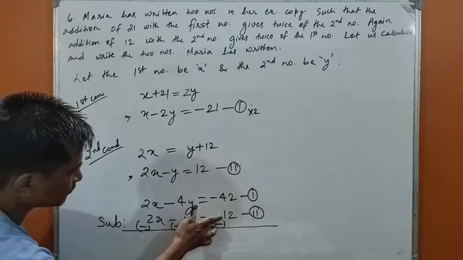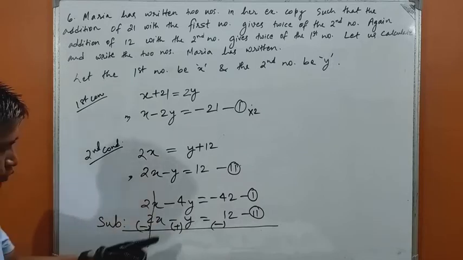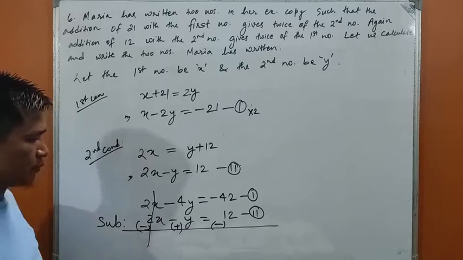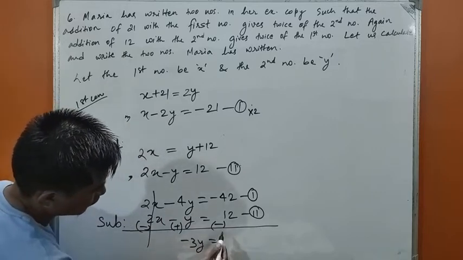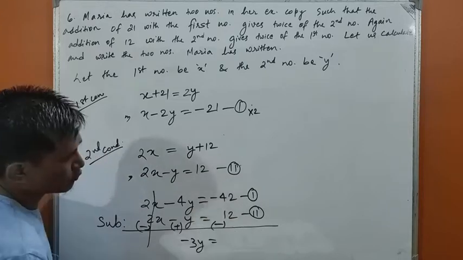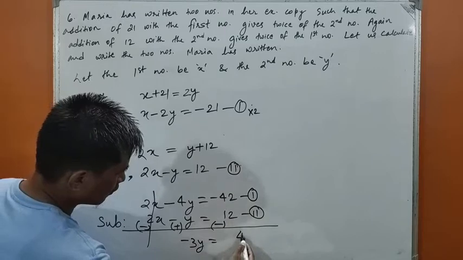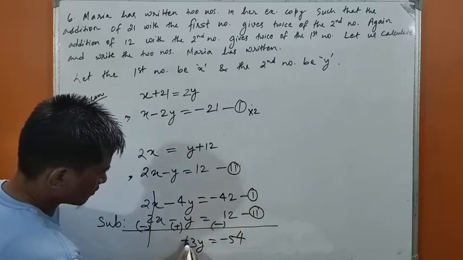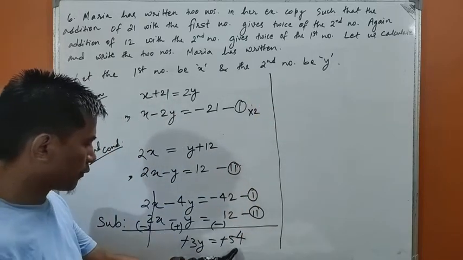Now plus 2x and minus 2x cancel out. So here minus 4y plus y, opposite sign, isn't it? So this becomes minus 3y equals to minus 12 minus 42. Both of them are negative, so we must add them. 2 plus 2 is 4, 4 plus 1 is 5, 54. Sign remains negative. So this minus and minus cancel out. Now y equals to 54 upon 3.